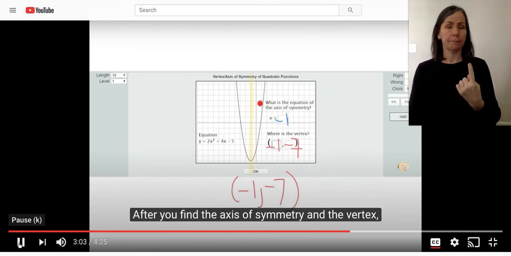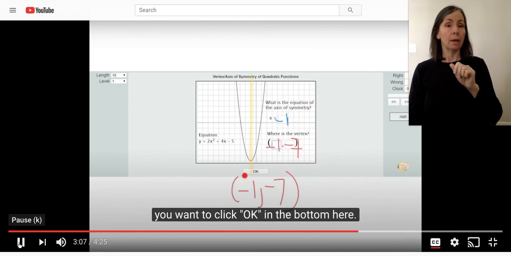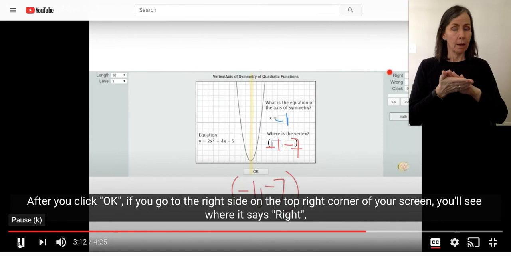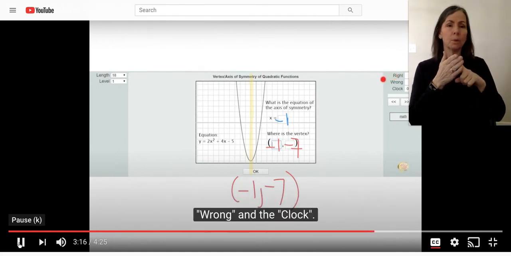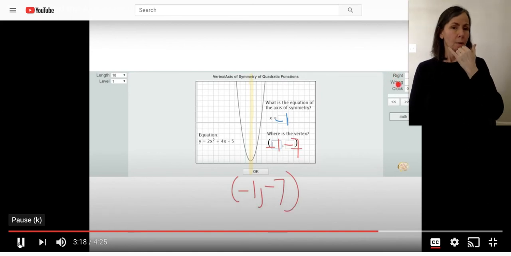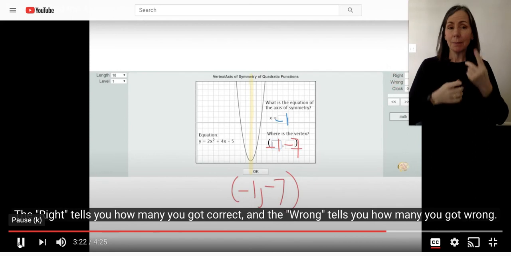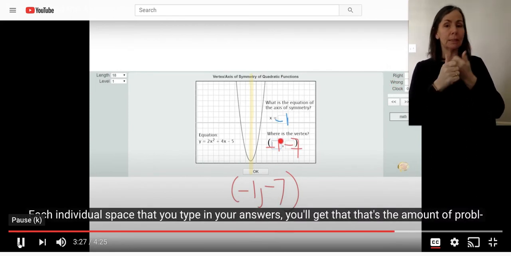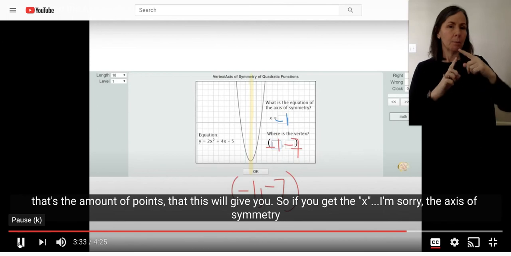After you find the axis of symmetry and the vertex, you want to click OK at the bottom here. After you click OK, on the top right corner of your screen, you'll see where it says right, wrong, and the clock. The right tells you how many you got correct, and the wrong tells you how many you got wrong. For each individual space that you type your answers in, that is the amount of points it will give you.